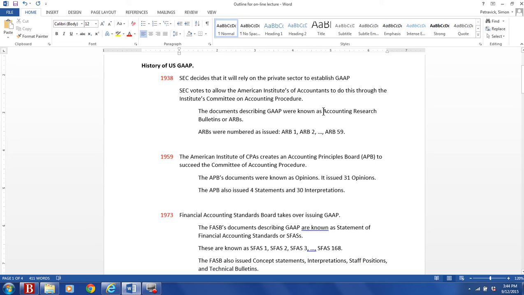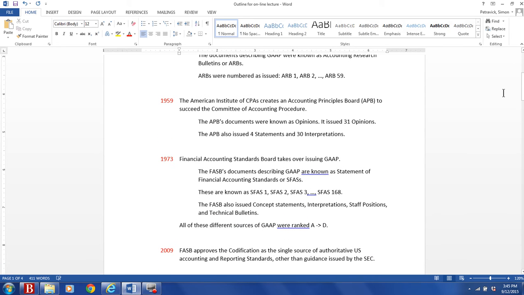The GAAP that this committee issued was known as an accounting research bulletin, and you can see in the outline that they were numbered 1 through 59. So they were around for about 21 years and issued a number of accounting pronouncements. In 1959, in order to satisfy some complaints and suggestions about the accounting standards process, the American Institute of CPAs changed the structure and created another group called the Accounting Principles Board, or APB. They issued GAAP using documents called opinions, and there were 31 opinions issued by the APB. They issued some other kinds of statements too. 30 of them were called interpretations, and 4 were called statements. So once again, another very active group.